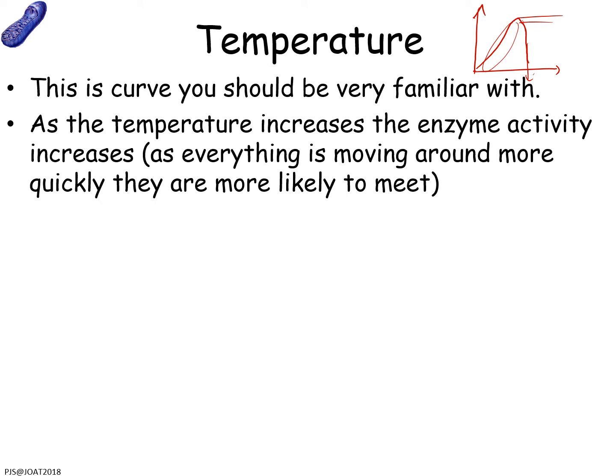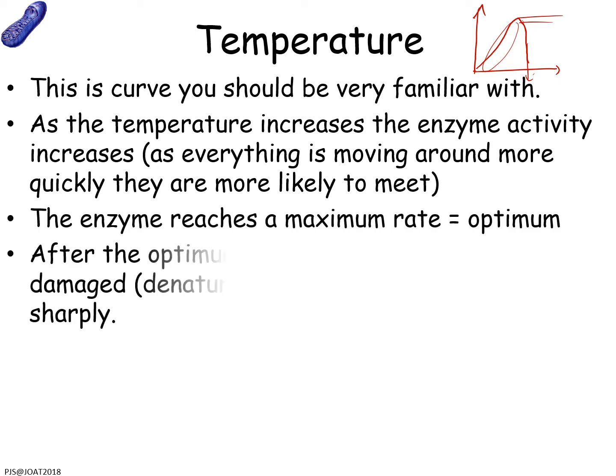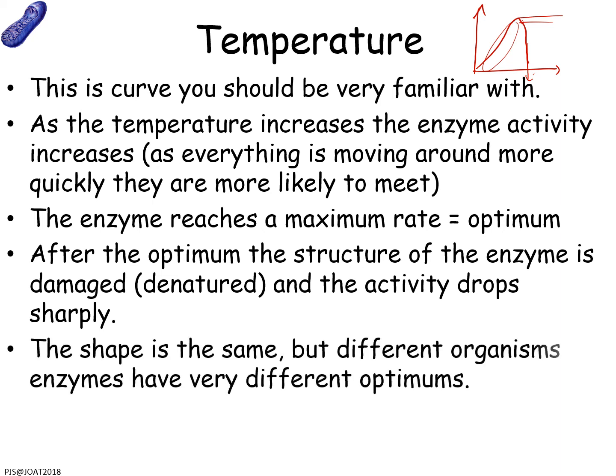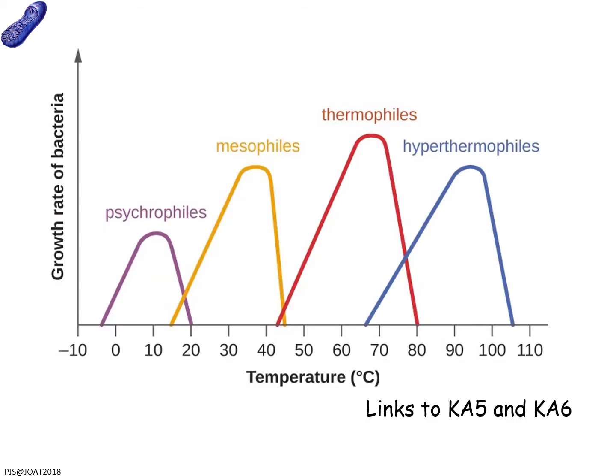So as you increase temperature, you increase enzyme activity because everything's moving around a bit more. Optimum point, and then you've damaged the structure of the enzyme, so denatured, and that's it. The shape will be the same, but the actual optimum will be different for different organisms. So here are some examples. We would put ourselves in at the mesophiles, which basically means normal or medium, and then we've got our low, we've got our highs, we've got our super highs.